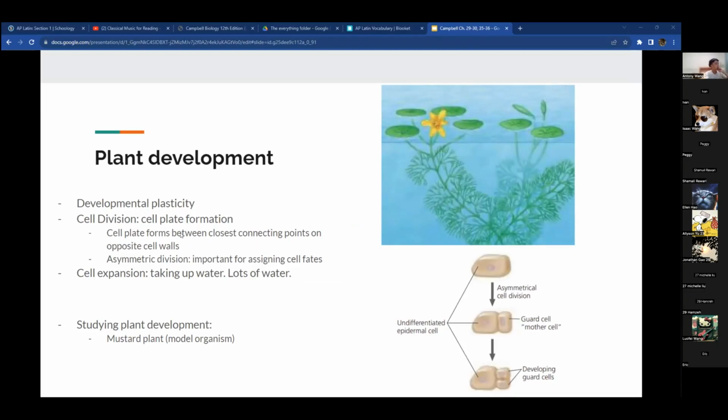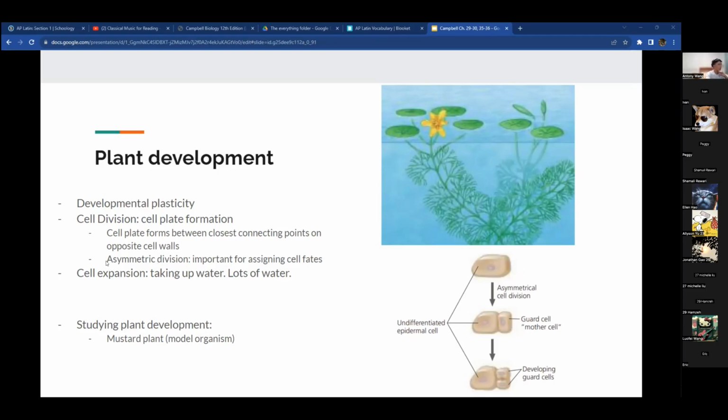Cell division. In plants, instead of cytokinesis and pulling apart of the cells, the cell plate forms, and you actually build a wall between the two cells, and that's what separates them.